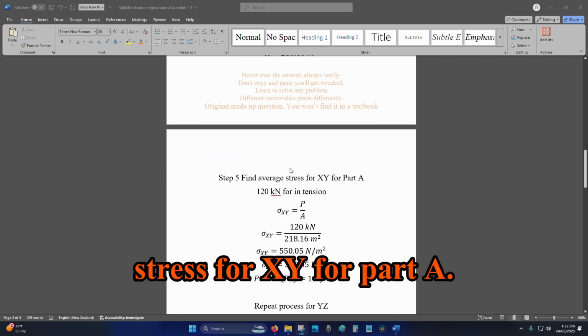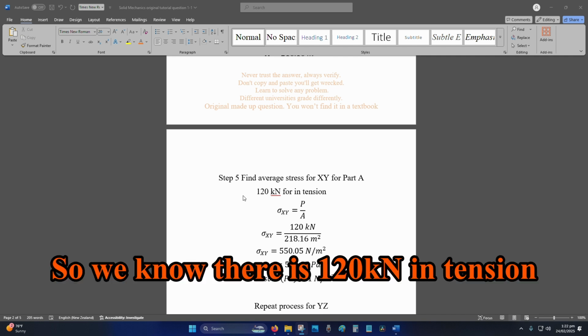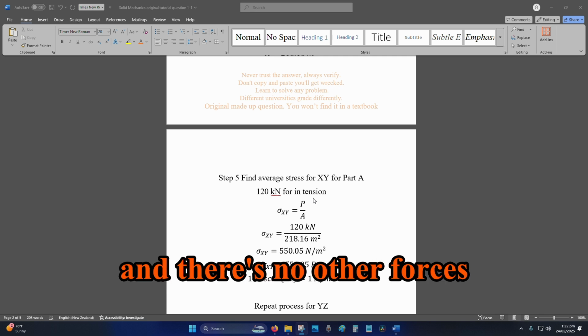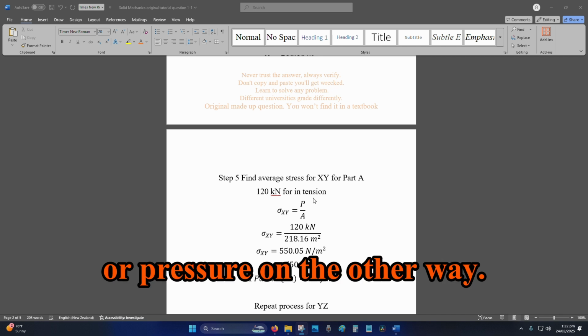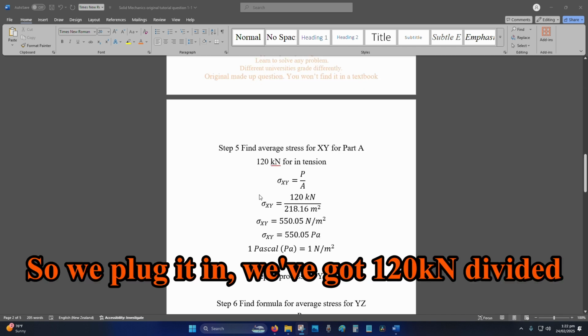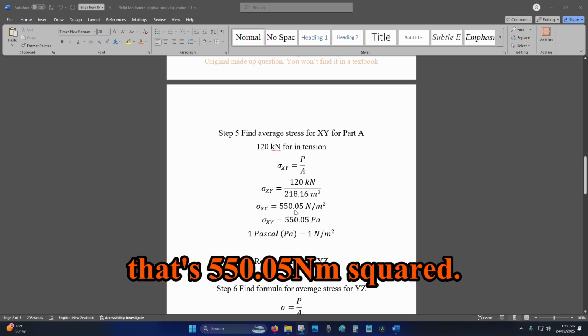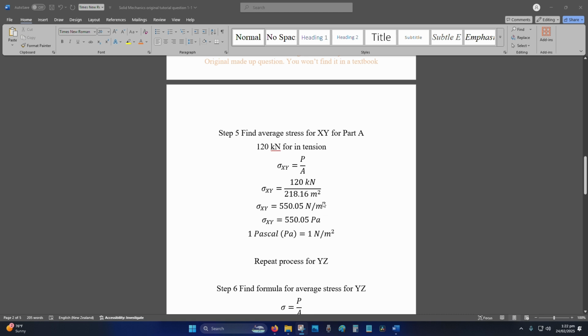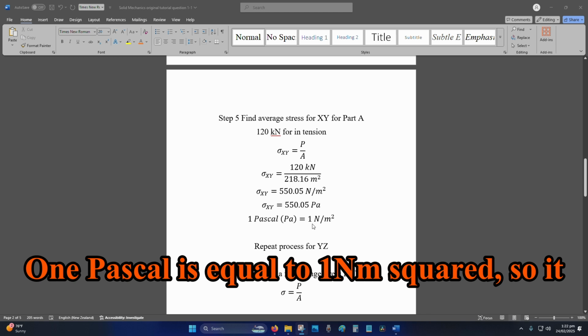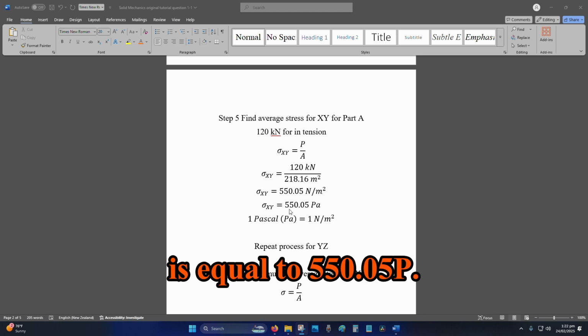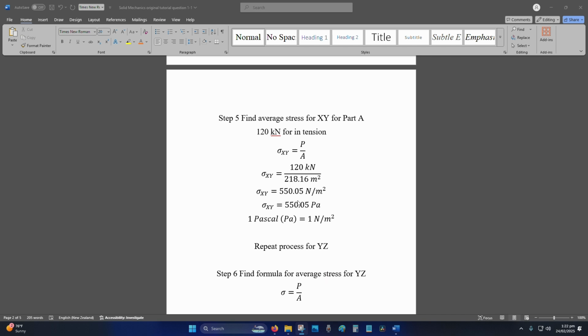Step 5, find the average stress for XY for part A. So we know there is 120 kilonewtons in tension because it's going one way and there's no other forces or pressure on the other way. So we plug it in. We've got 120 kilonewtons divided by 218.16 meters squared. So that's 550.05 Newton meters squared. 1 Pascal is equal to 1 Newton per meter squared. So it is equal to 550.05 pascals, or Pa.